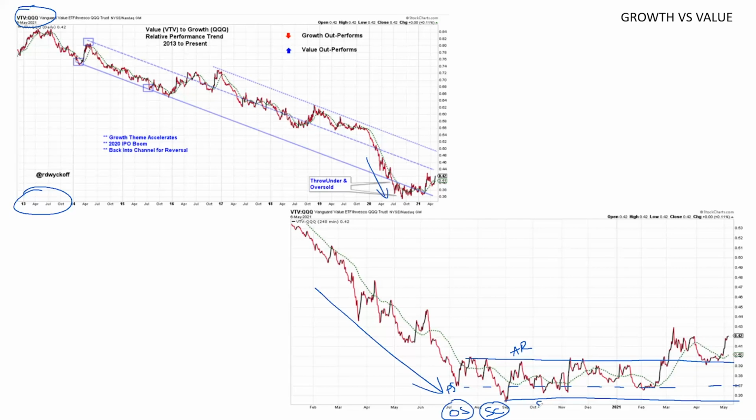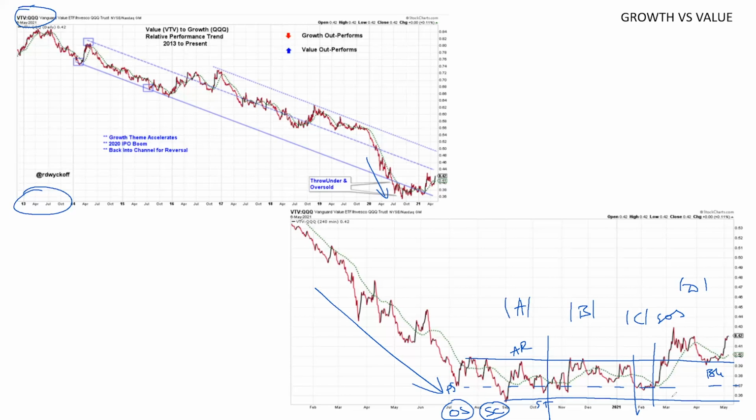And the chart on the bottom right is a close-up. It's a 4-hour chart of this ratio. And you can see, as Roman is analyzing it and labeling it, that it is a classic accumulation Wyckoff structure. Roman, what are your thoughts?